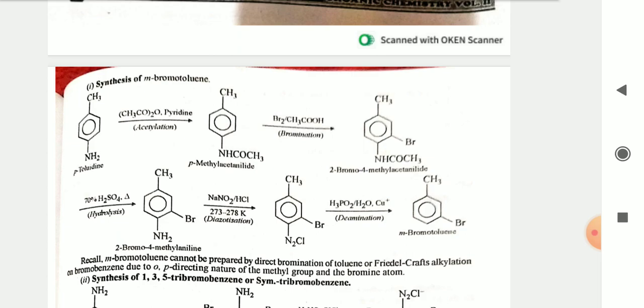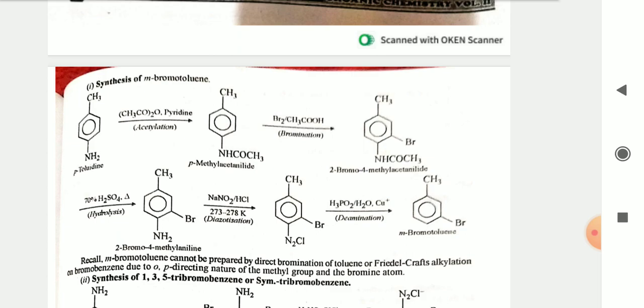P-toluidine in the presence of CH3CO twice O and pyridine will give p-methyl acetanilide. In the presence of bromine and CH3COOH, which is called bromination, it will give 2-bromo-4-methyl acetanilide. In the presence of 70% H2SO4 and heat, it will give 2-bromo-4-methyl aniline. In the presence of NaNO2 and HCl at 273 to 278 Kelvin, which is called diazotization, it will give a benzene ring with CH3, 1 bromo, and N2+Cl-. And in the presence of H3PO2, water, and Cu2+, it will give m-bromotoluene.